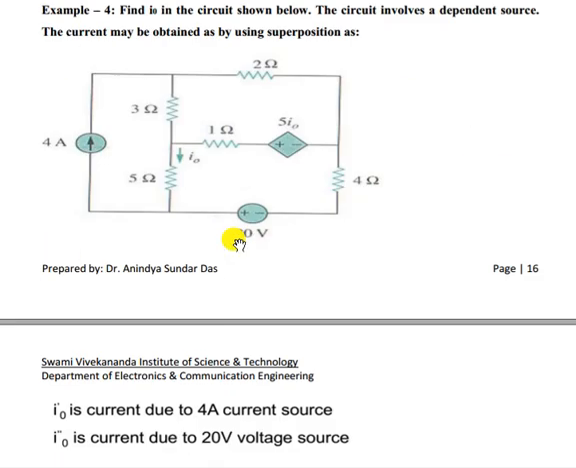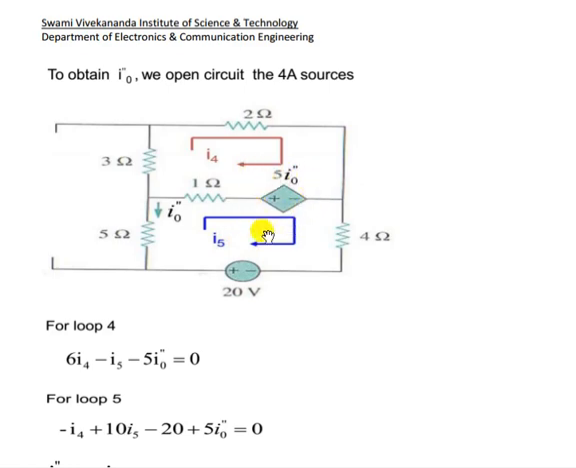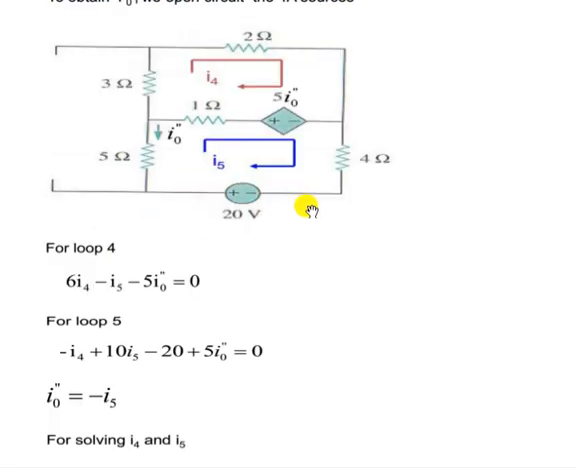Now for second case, what we can do, we have to remove this current source by open circuiting, and the voltage source remains intact. Again the dependent source remains intact. Okay, now there are another 2 loops, or 2 meshes.